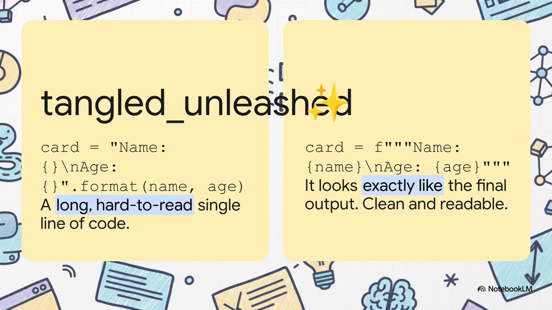And here it is. This is the big aha moment. Just look at the difference. It's night and day, isn't it? On the left, you've got that tangled single line of format. On the right, the F-string is just a thing of beauty. It actually looks like the text you want to create. The variables are right there, inside the string, exactly where they belong. There's no back and forth, no guessing. It's code that you can read like plain English.